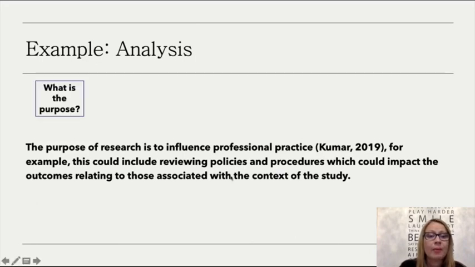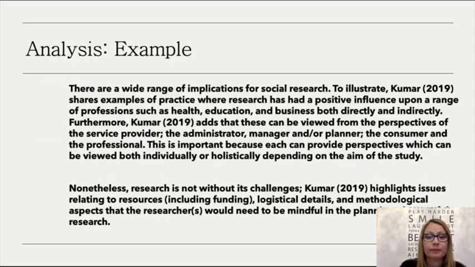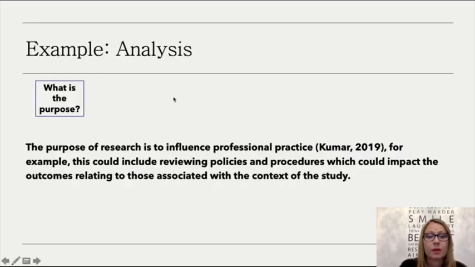So here we've got our purpose. We've been quite clear here because we've even used the language, the purpose. It might be the aim or the intention, for example, if you want to use different terminology. We've also got some information about how it impacts the outcomes here at the bottom as well.